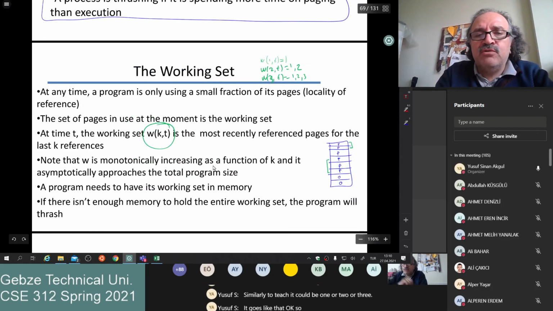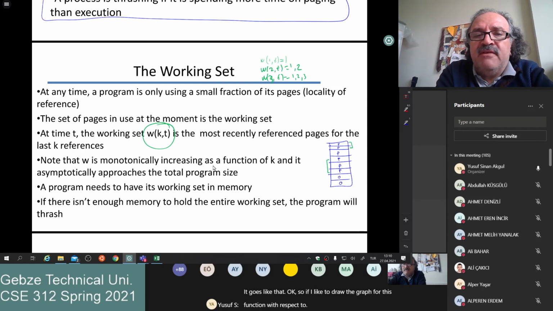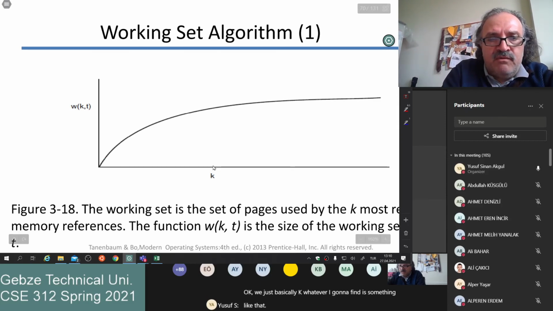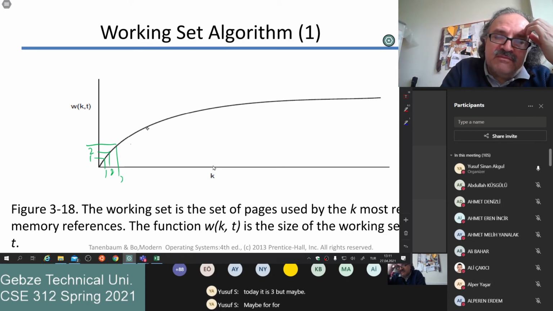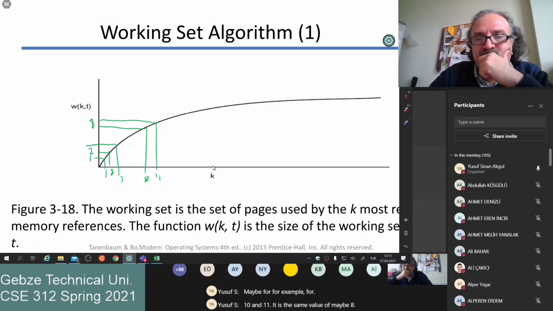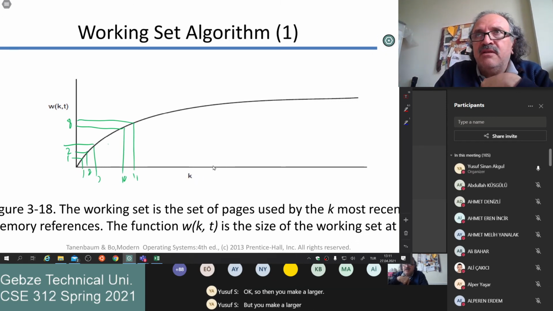So if I like to draw the graph for this function with respect to k, what am I going to find is something like that. For 1, it is 1. For 2, maybe it is 2. For this application, for 3, it is 3. But maybe for example, for 10 and 11, it is the same value of maybe 8. So when you make k larger, the number of pages that you are referencing gets higher.